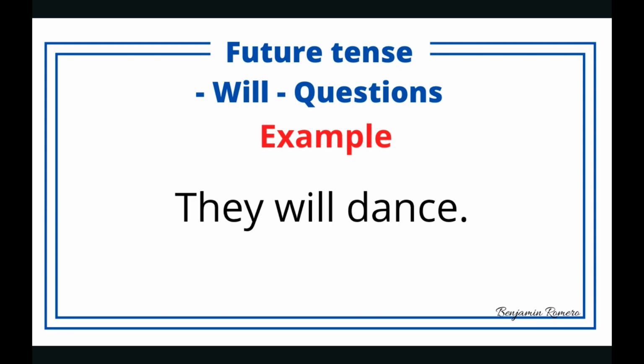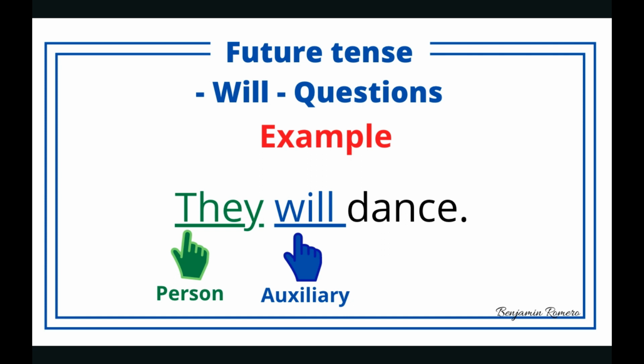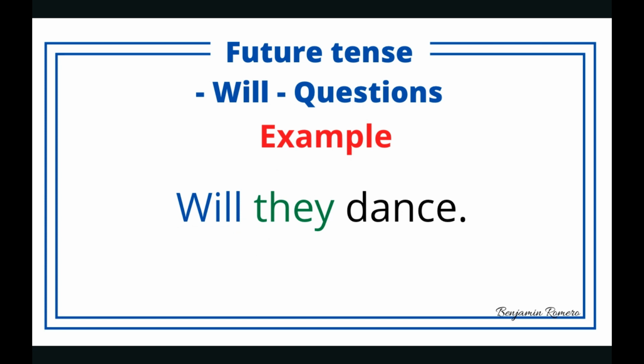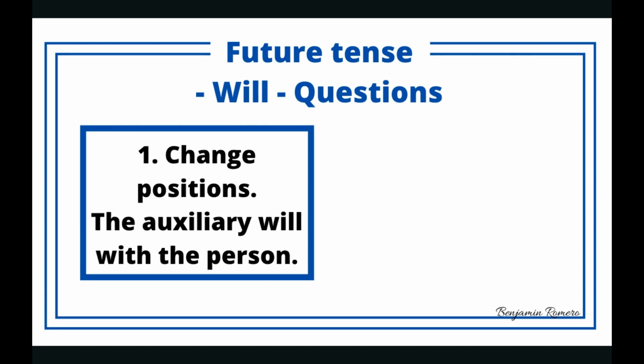Let's do example number 2. They will dance. We already know how to make those kind of sentences, but right now we are going to see how we can change them. The same as I told before, we recognize the person, the subject. The person in this case is they. The auxiliary is will. And we proceed to do exactly what we just did, which is switch positions. There you go. Will they dance? And that's it, pretty much. The sentence is now checked. It has the structure of a question. So it's very simple.